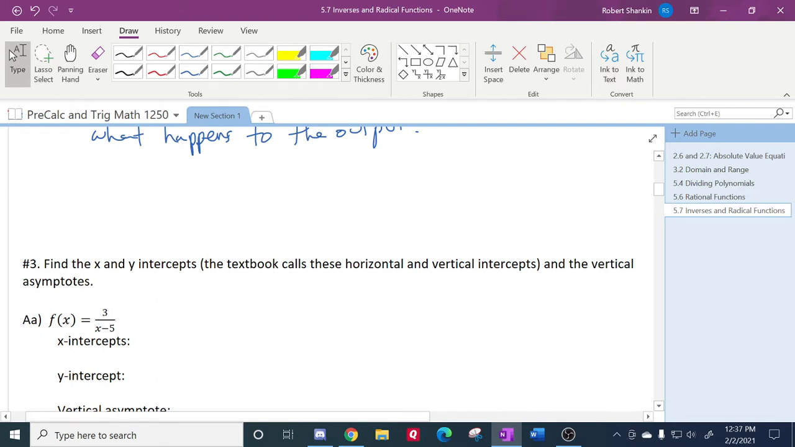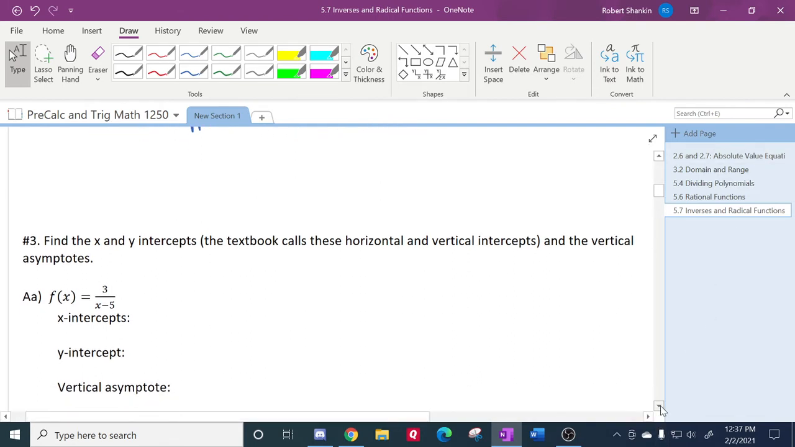All right, and then find the x and y intercepts. The textbook calls these horizontal and vertical intercepts. And the vertical asymptotes. And do part A to start with.